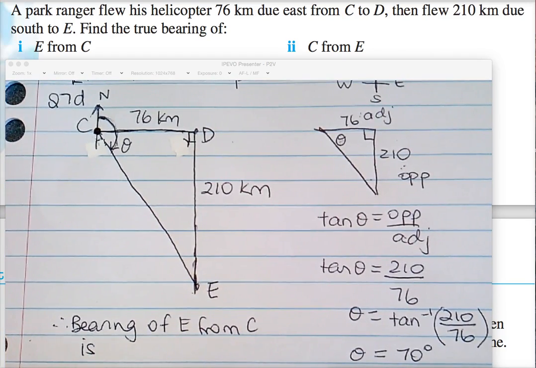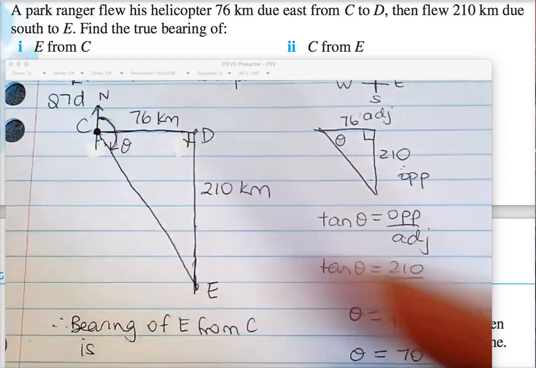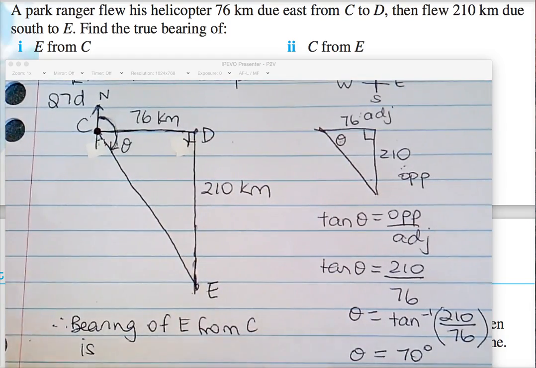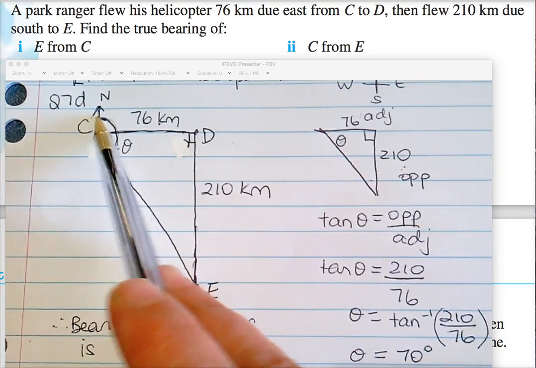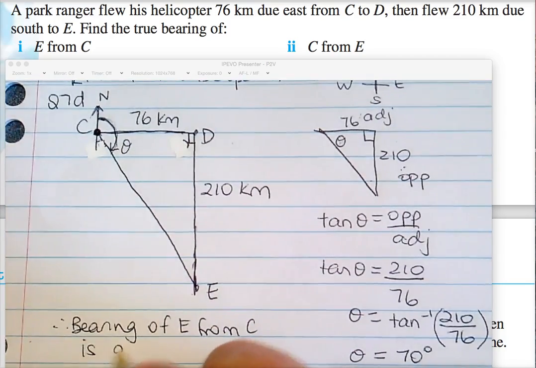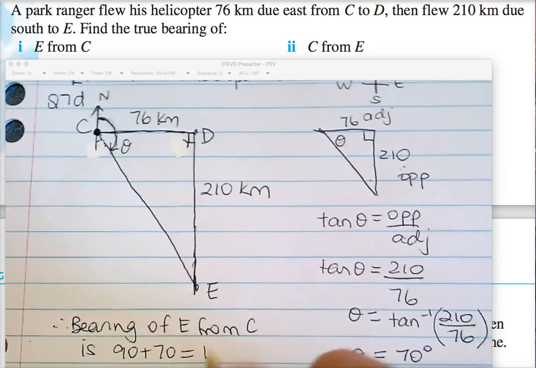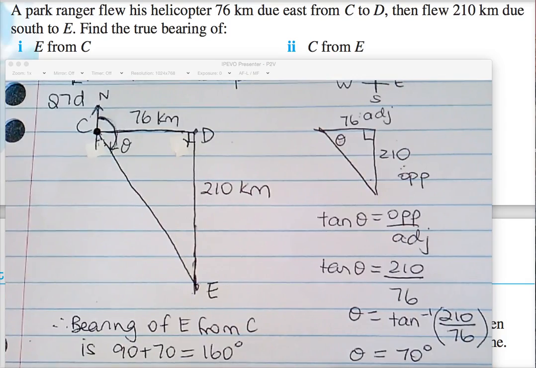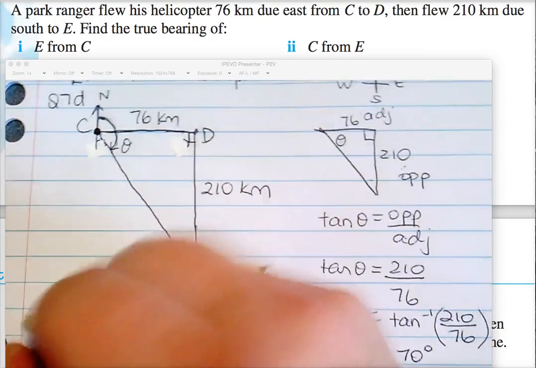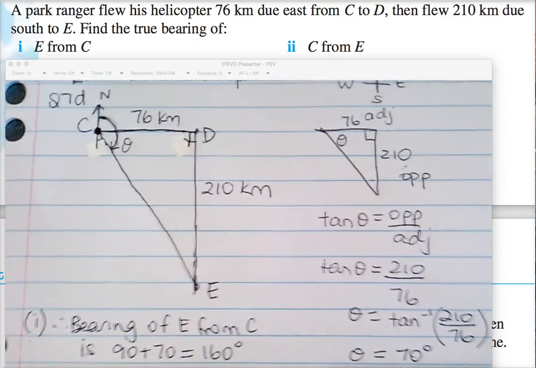It is, but it's not exactly. I need to know it in, no, that bit in there is 70. So what's that whole angle? It's 90 plus 70, which is 160. Great. So that's the bearing of E from C. That's part 1, the bearing of E from C.